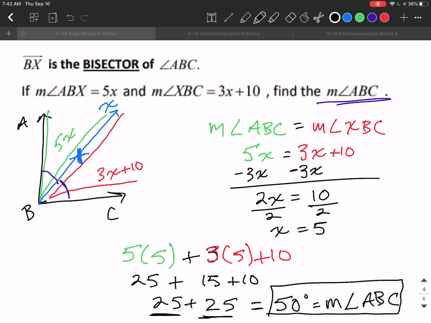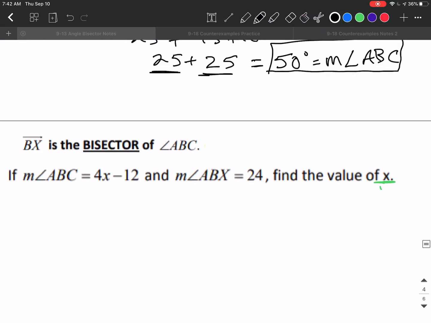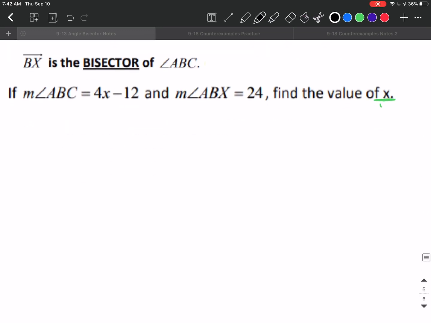So this one, it was having us solve for the angle bisectors. Now let's look at this next example. Again, there's no picture, so we'll draw our picture based off the information given. So ray BX is the bisector of ABC. So again, just going to draw my angle. I have A, B, C with ray BX being my bisector.